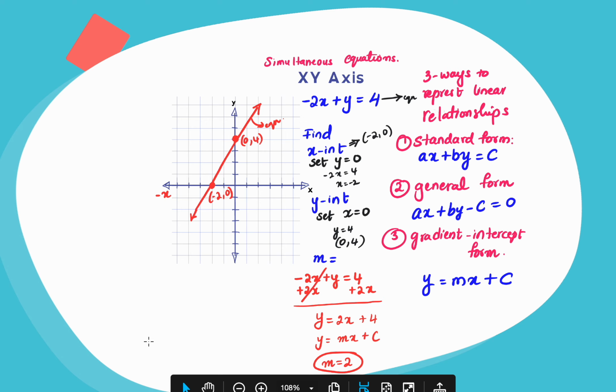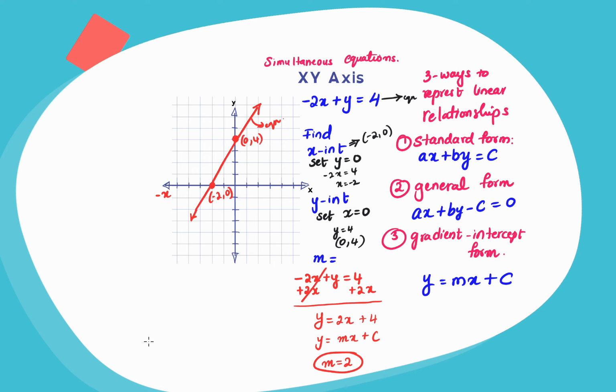In this video, I'm going to talk about prior knowledge that you would need for doing simultaneous equations. There are usually three ways that we represent any linear relationship or linear equation. The first one is the standard form. If your equation is written in the format of ax plus by and you leave your constant value to the right, that's a standard form.